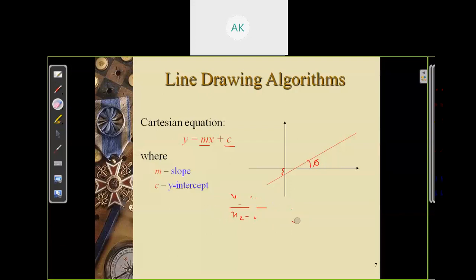We've discussed all this. Suppose we have these two endpoints, then we can calculate the slope of the line using this formula. Here x1, x2, y1, y2: y2 minus y1 divided by x2 minus x1. Using this formula, we can calculate the slope. This is the equation of your slope: the difference between y and the difference between x.